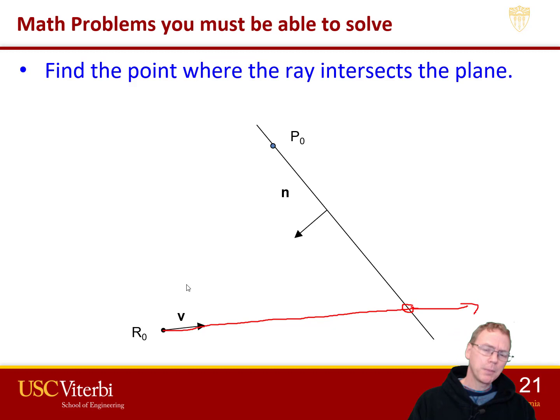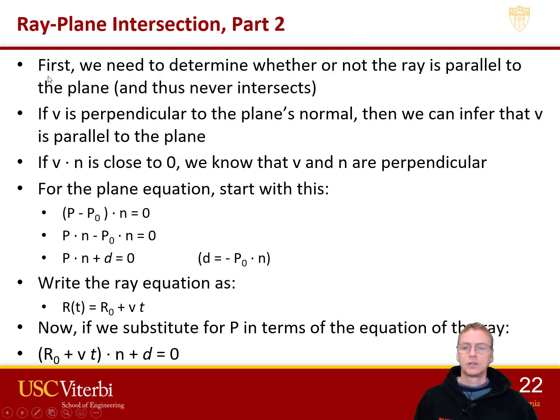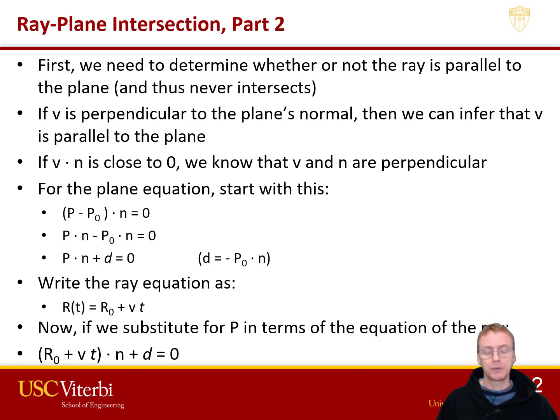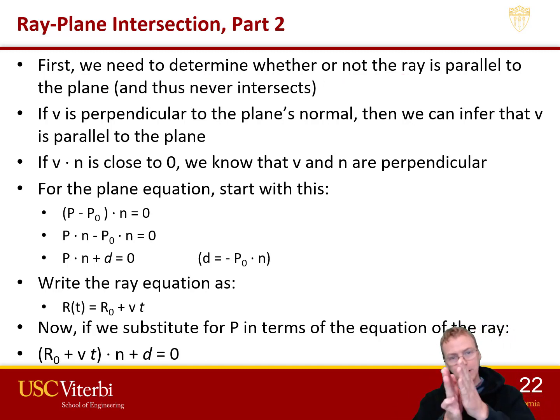Take a look at that, think about how you'd approach it, and then let's go to the next slide and we'll go through all the answers. There's a bit of a hint. We'll come back to it, but first you need to determine whether the ray is parallel to the plane. If the ray and the plane are parallel, then it won't ever cross. So we'll check that first. Let's skip that though. We'll come back to it in a minute.